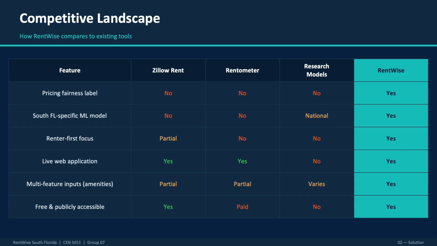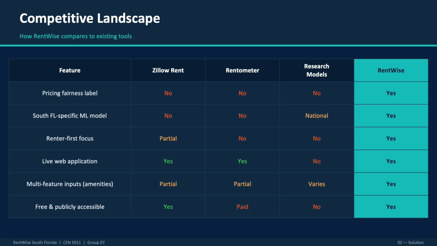Most existing tools either give a basic rent estimate or rely on national models that don't reflect South Florida's markets. They also don't tell renters whether a specific listing is actually fair. RentWise is different because it provides a fairness label, uses a model trained specifically on South Florida data, and is designed with renters as the main audience. It's also a live, free web application that considers multiple property features, which makes the insights more personalized and more useful for real-world decisions.